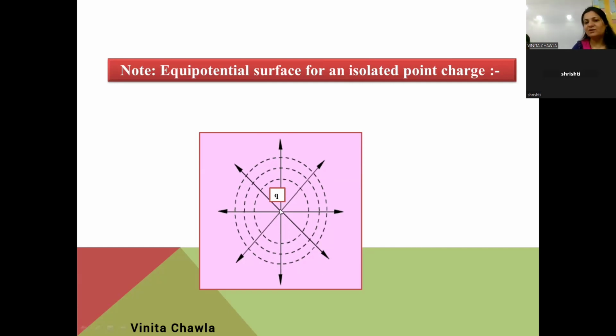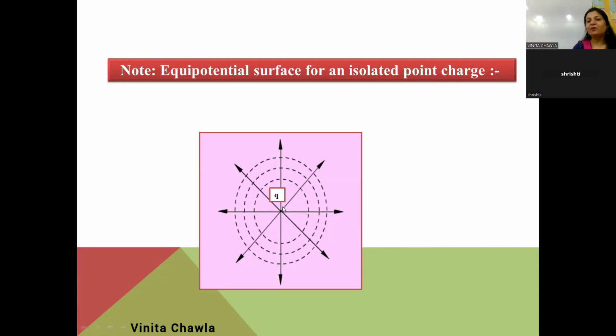So if we have a charge at the center and this distance is 1 centimeter, then wherever you go at a distance of 1 centimeter from the center, you will find the same potential because it's kq by r. R is 1 centimeter everywhere, Q is constant, K is constant. So we have the same value of potential at every point. We can join all those points and we'll get this equipotential surface.